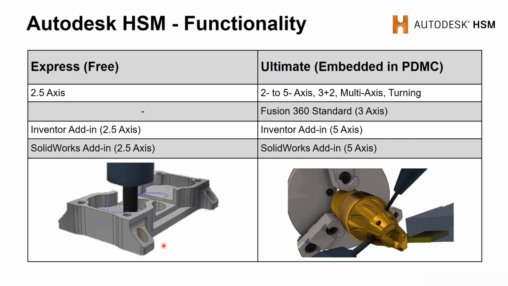With the Ultimate version included in the PDMC, we have 2 to 5-axis milling, including 3+2-axis milling, and also turning. And as said, Fusion 360 is only 3-axis milling, nothing else. And the same for SolidWorks, of course.